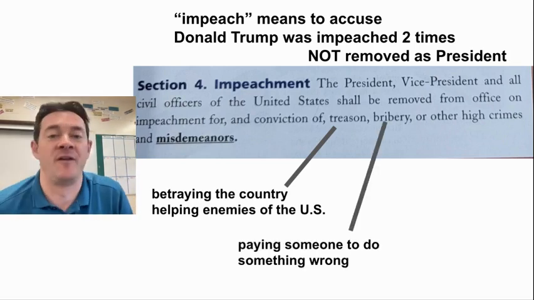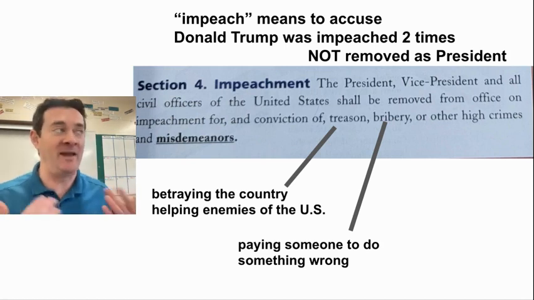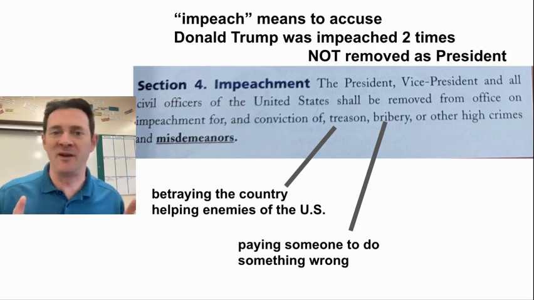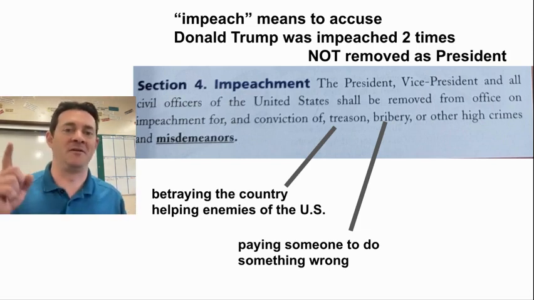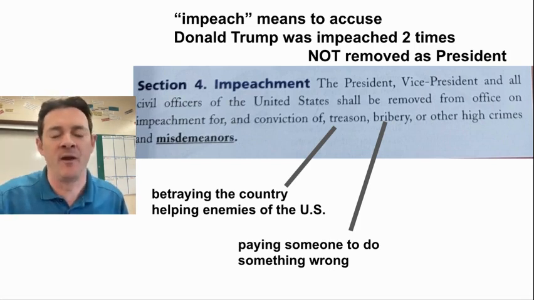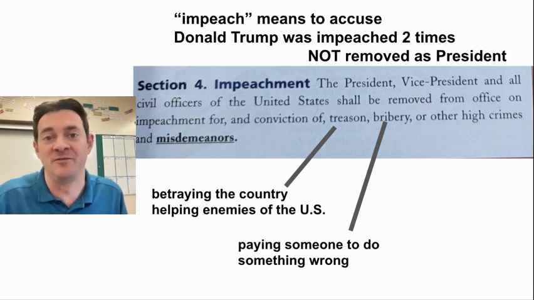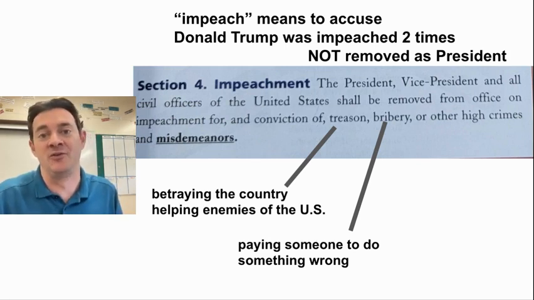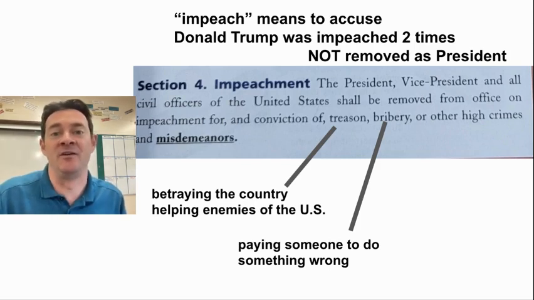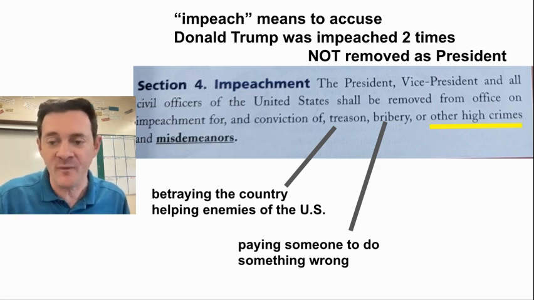Another crime that they list in the Constitution is bribing. That's not just paying someone. I get paid for my job. That doesn't mean I'm getting bribed. But like I said in class, if you tried to pay me to give you a better grade, that would be bribery. Don't do it. That's the first thing Donald Trump was accused of doing when he was impeached. He was accused of trying to bribe somebody in the country to get information about Joe Biden's family.